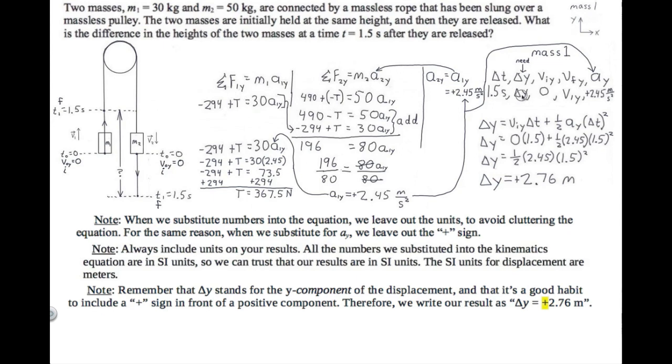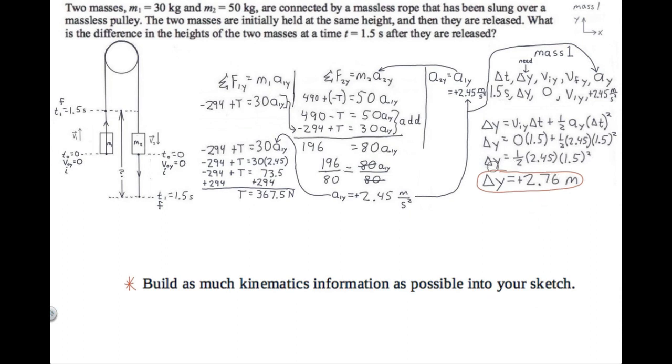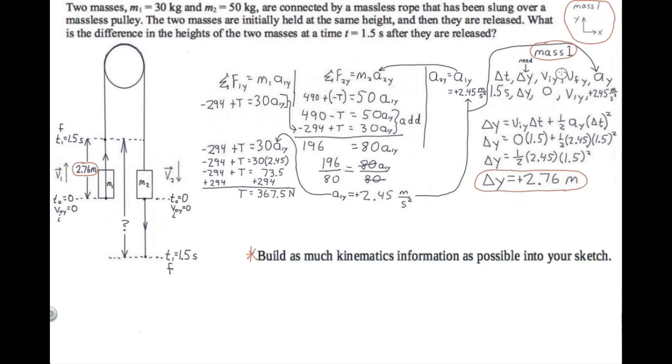That will help you to keep your math organized. We should build our result for delta y into our sketch. Our result for the delta y for mass 1 is positive. Our positive y direction for mass 1 is up. So, our result for the delta y for mass 1 tells us that during the 1.5 second interval between t sub 0 and t sub 1, mass 1 rises a distance of 2.76 meters. We build that information into the sketch, like so.